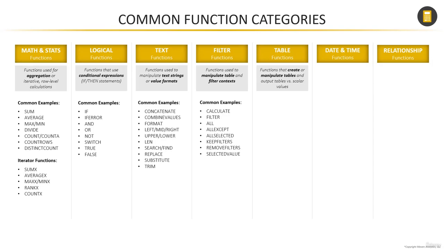After that, we've got table functions, which can be used to create an output table of data and not scalar or single values. Some of the most commonly used functions in this category are DISTINCT and VALUES. We've got some joining functions like UNION and INTERSECT, and table manipulation functions like TOPN.